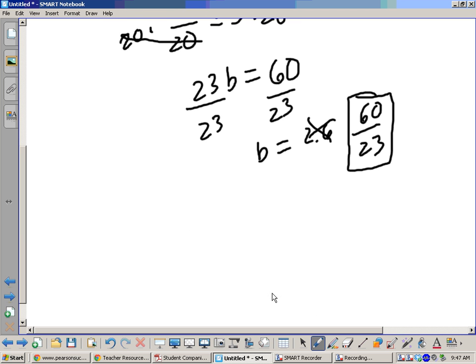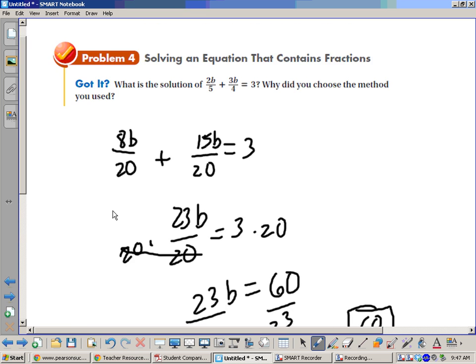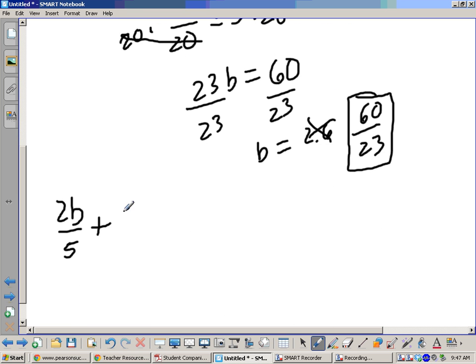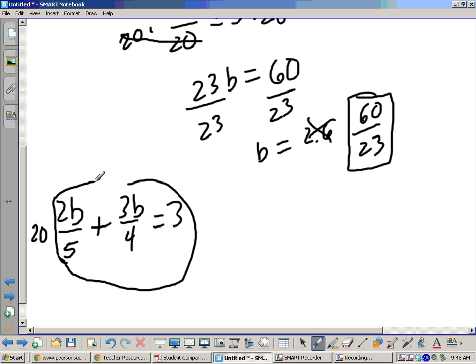2b over 5. So we have 2b over 5 plus, let me get the rest of the problem here, 2b over 5 and 3b over 4 equals 3. So the second way to do this is to identify the common denominator, and don't actually change the denominator, but multiply everything by that denominator. So the common denominator is 20. So what we're going to do is multiply the entire problem here, everything in this, by 20.